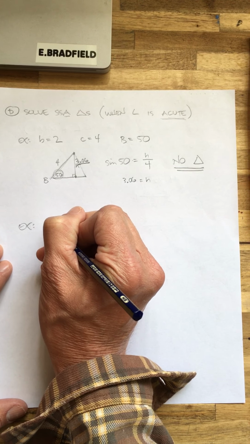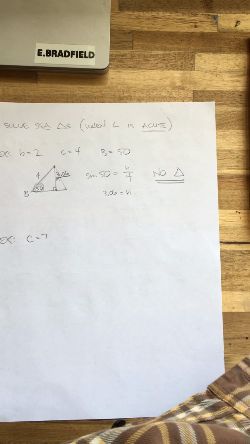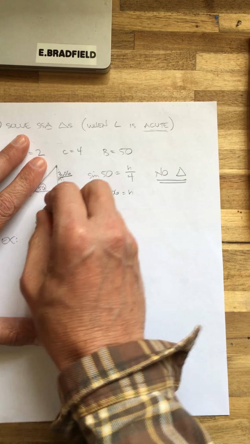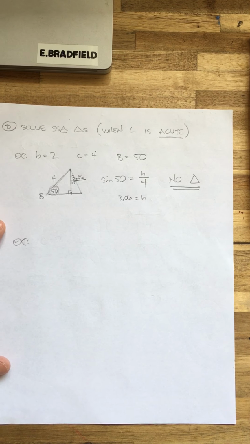I know that angle C is 7. Oh, no, I'm sorry. I'm wasting time here. Okay, my bad. Now I'm racing the clock. I'm getting nervous. Okay, here we go.